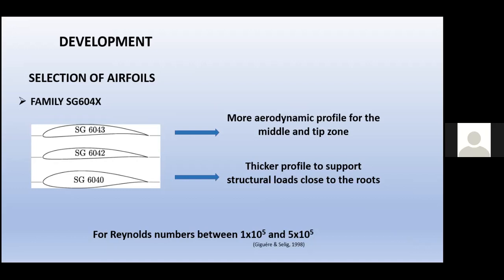The SG6043 was selected for the middle zone and the zone near the blade tip, which showed better aerodynamic conditions, and the other one for the root zone with a greater thickness to support the structural load. It should be noted that in this comparison and selection, airfoils that were designed for Reynolds numbers below 500 thousand were chosen, as is the case of this family of airfoils, which was designed for Reynolds numbers between 100,000 and 500,000.